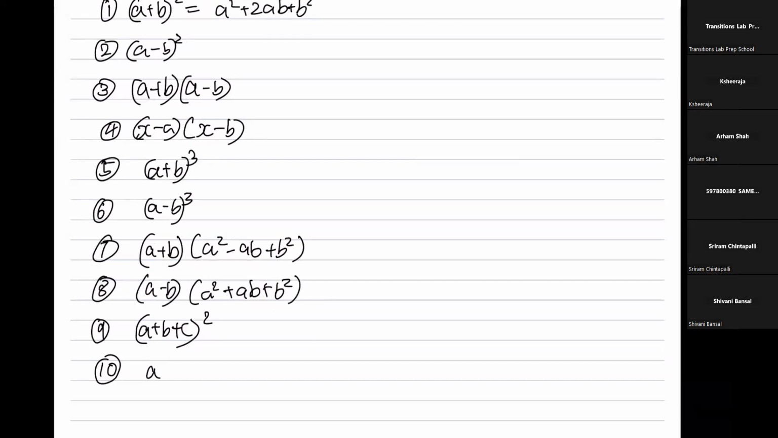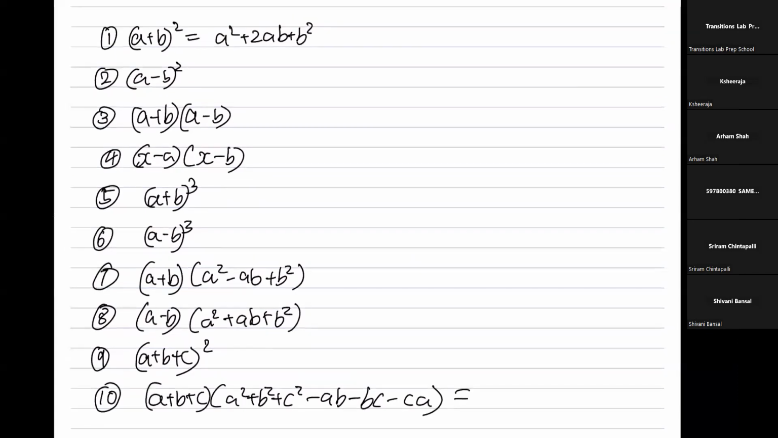A cube plus b cube, a plus b plus c times a square plus b square plus c square minus ab minus bc minus ca equal to. I'll just write down all of them. This will be same as above. You can replace a square minus 2ab plus b square. This will be a square minus b square.